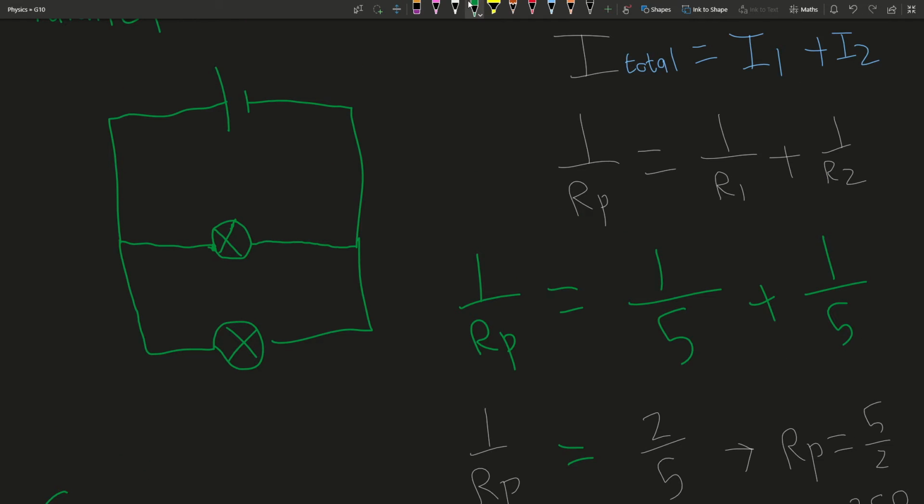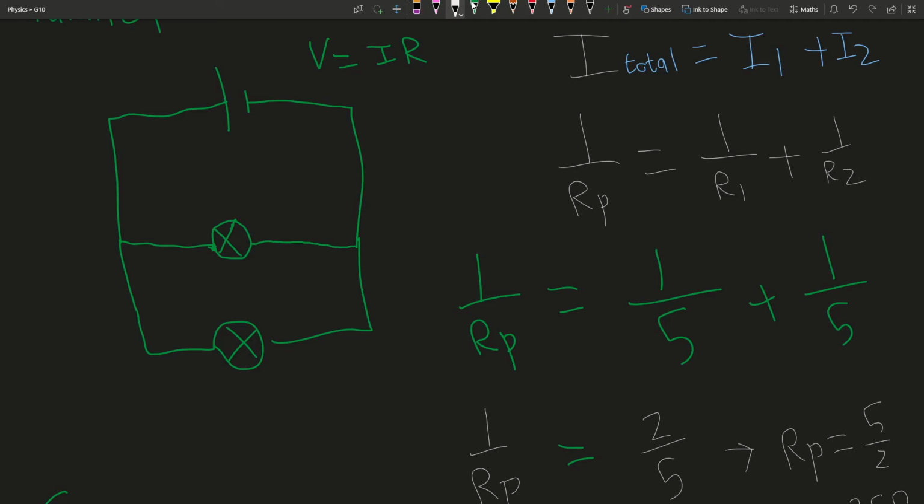So these rules are most useful when you use them alongside your V is equal to IR formula. So you mustn't just think I can only use these rules or I can only use this formula, because they're constantly used at the same time.